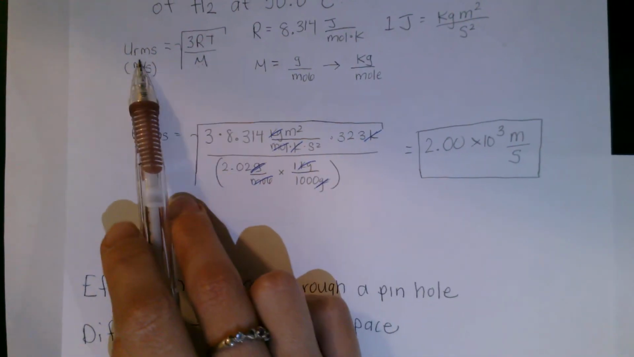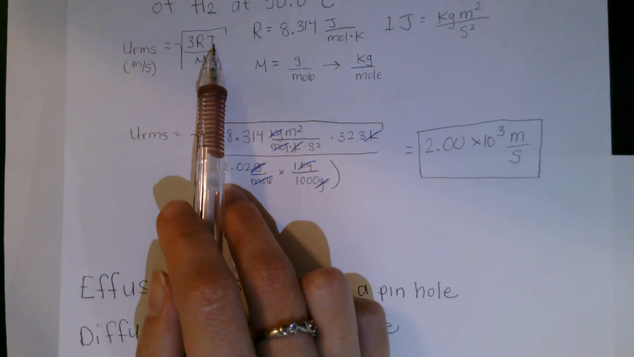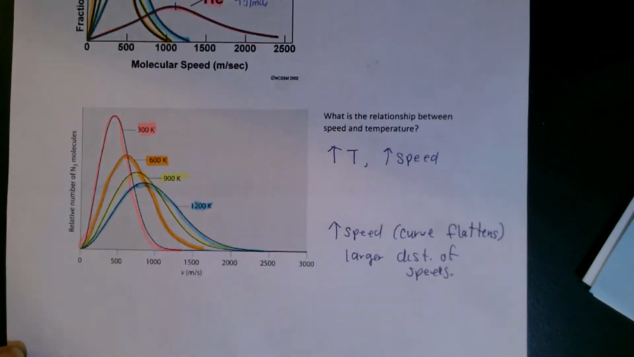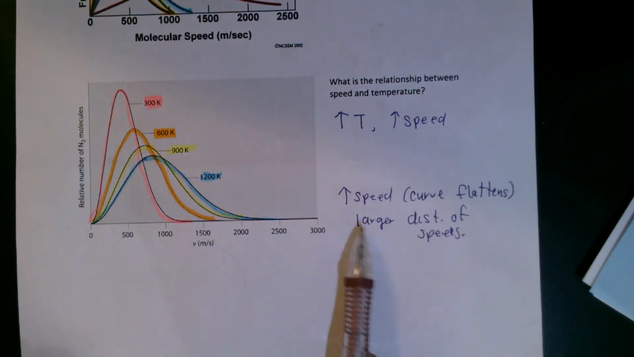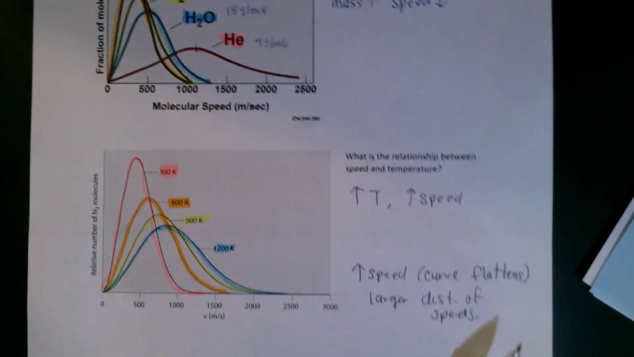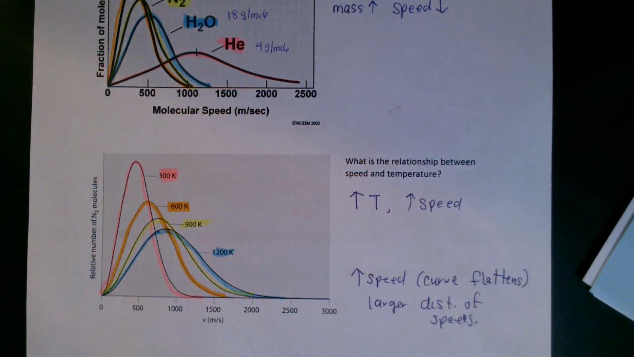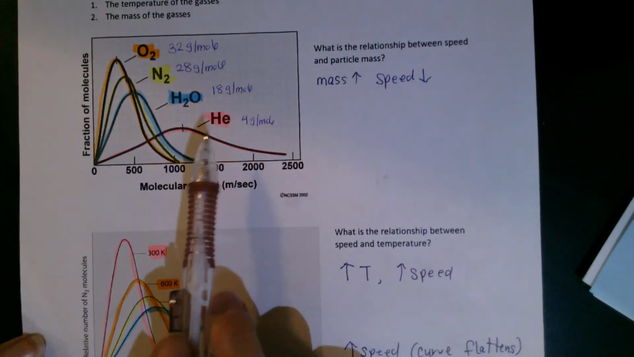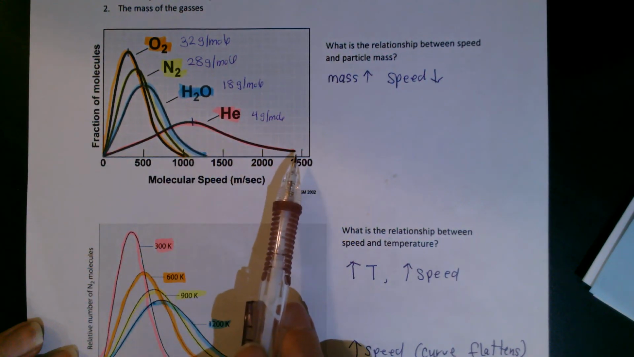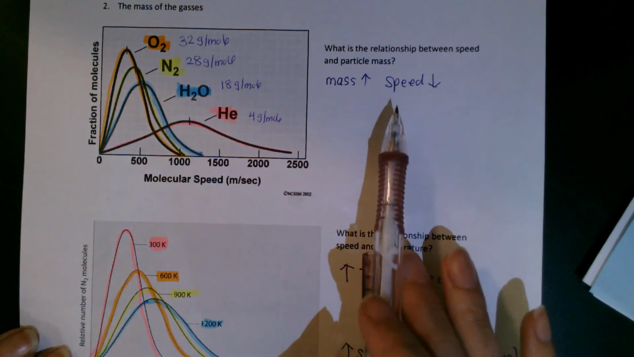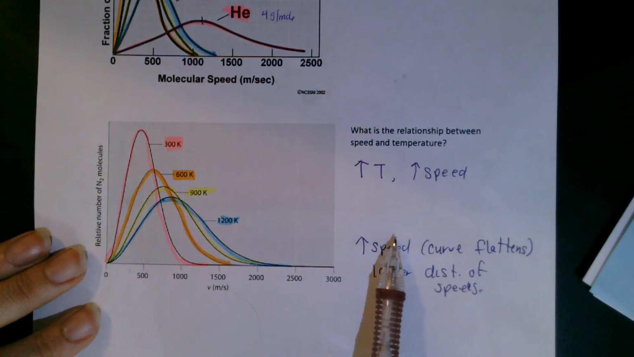And we see this here. Temperature, see, I got it right this time, and speed are directly proportional because this is in the numerator. And again, talking about this one, when we increased, we got that flatter curve with the larger distribution of speeds, just like we saw with helium up there with our lighter gas. So this is the kinetic molecular theory, and this is how the distribution of speeds is affected with mass and also with temperature. So mass inversely, temperature directly proportional.